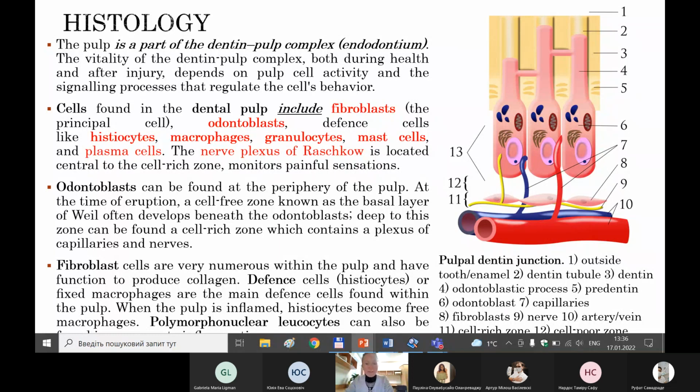Fibroblast cells are very numerous within the pulp and have the function to produce collagen. Defense cells, histiocytes, or fixed macrophages are the main defense cells found within the pulp. When the pulp is inflamed, histiocytes become free macrophages. Polymorphonuclear leukocytes can also perform the function of protection.